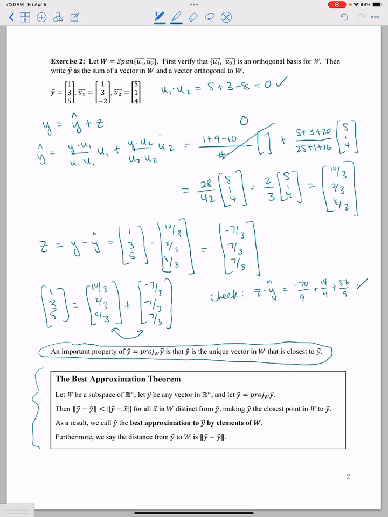So we have W is some subspace, Y is a vector in Rn that is probably not in W, and Y hat is the projection onto that subspace. This just tells you it is the closest. So the distance between Y and Y hat is smaller than the distance between Y and any other vector in W. So Y hat is the closest vector to Y that is in W. Because it's the closest, we call it the best approximation.